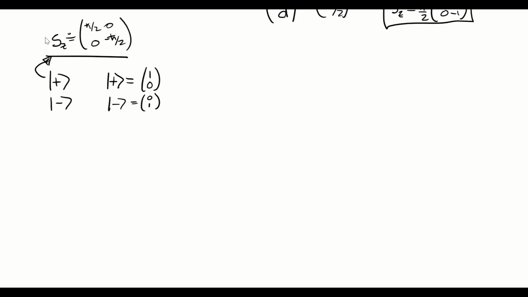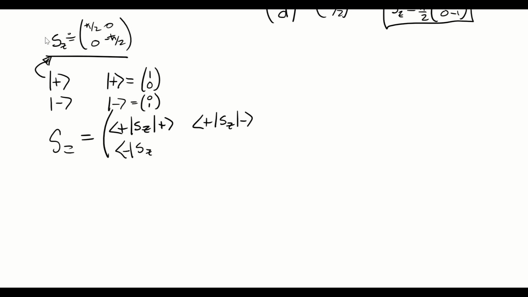Another thing that's worth pointing out here that really leads to some nice compact notations is we can rewrite this Sz matrix as plus Sz plus, and then this would be plus Sz minus and minus Sz plus, and minus Sz minus. This might not be obvious to everyone looking at this for the first time, but let's just look at one of these elements.